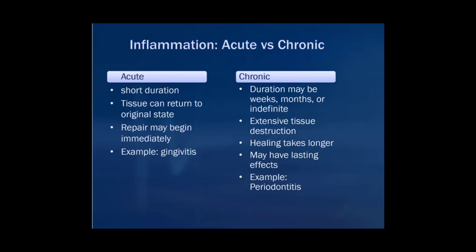Now, in chronic inflammation, we're going to see this last much longer, weeks, months, or indefinitely. With chronic inflammation, we're going to start to see some tissue destruction. As those inflammatory factors come into the area, we're going to see some definite destruction of tissue. Healing can take a lot longer, and there may be some lasting effects in various ways, which we'll talk about some of those. An example of this would be periodontitis for us.